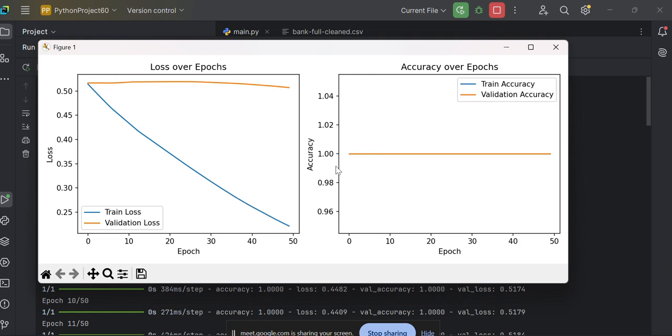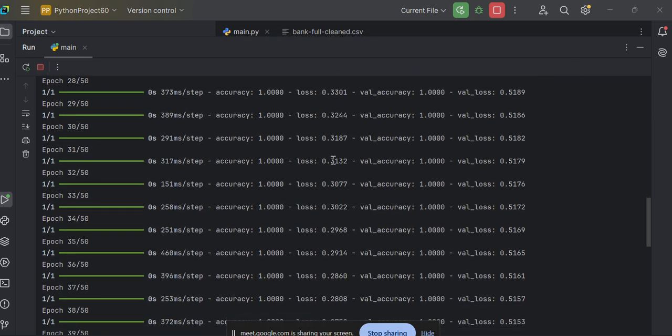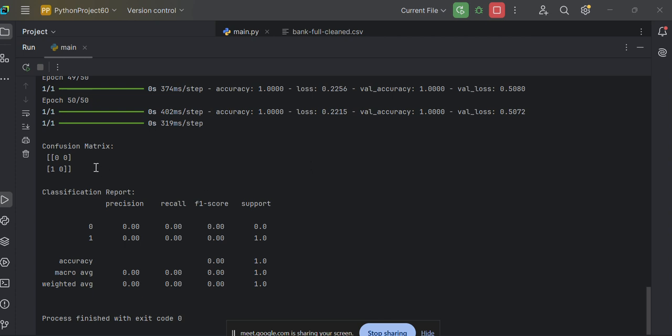This is the figure of accuracy and loss. The blue line is the training accuracy, and the yellow line is the validation accuracy. After the output, it gives the confusion matrix values like 0,0 and 1,0, and the overall classification report with precision, recall, F1 score, and support for classes 0 and 1. We have taken the F1 score, accuracy, and weighted average.